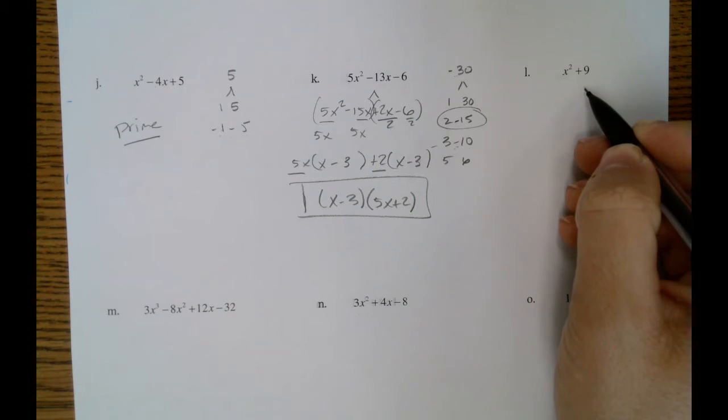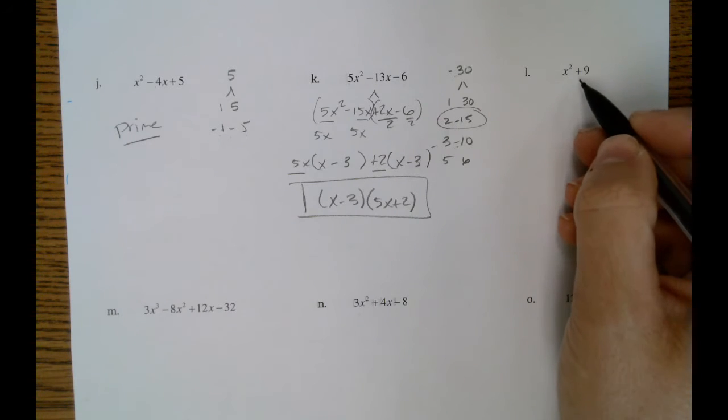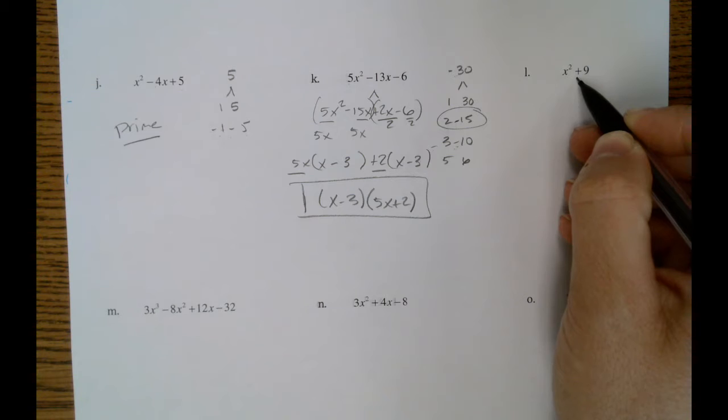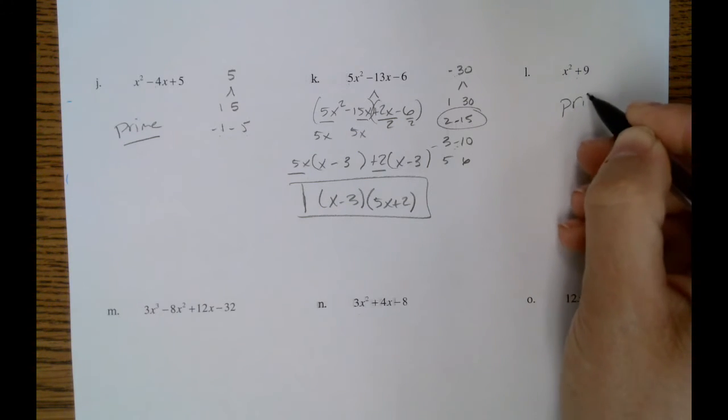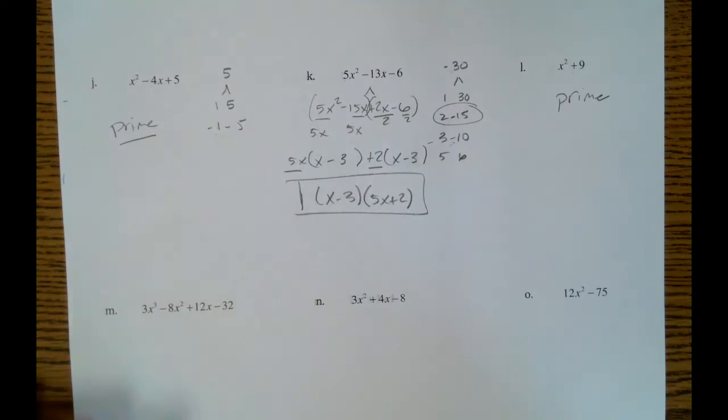Letter L here, there's 2 terms, but there's addition. This would be a difference of squares problem if we had subtraction there, but because it's addition and there's no GCF that we can divide out, this one will also be prime.